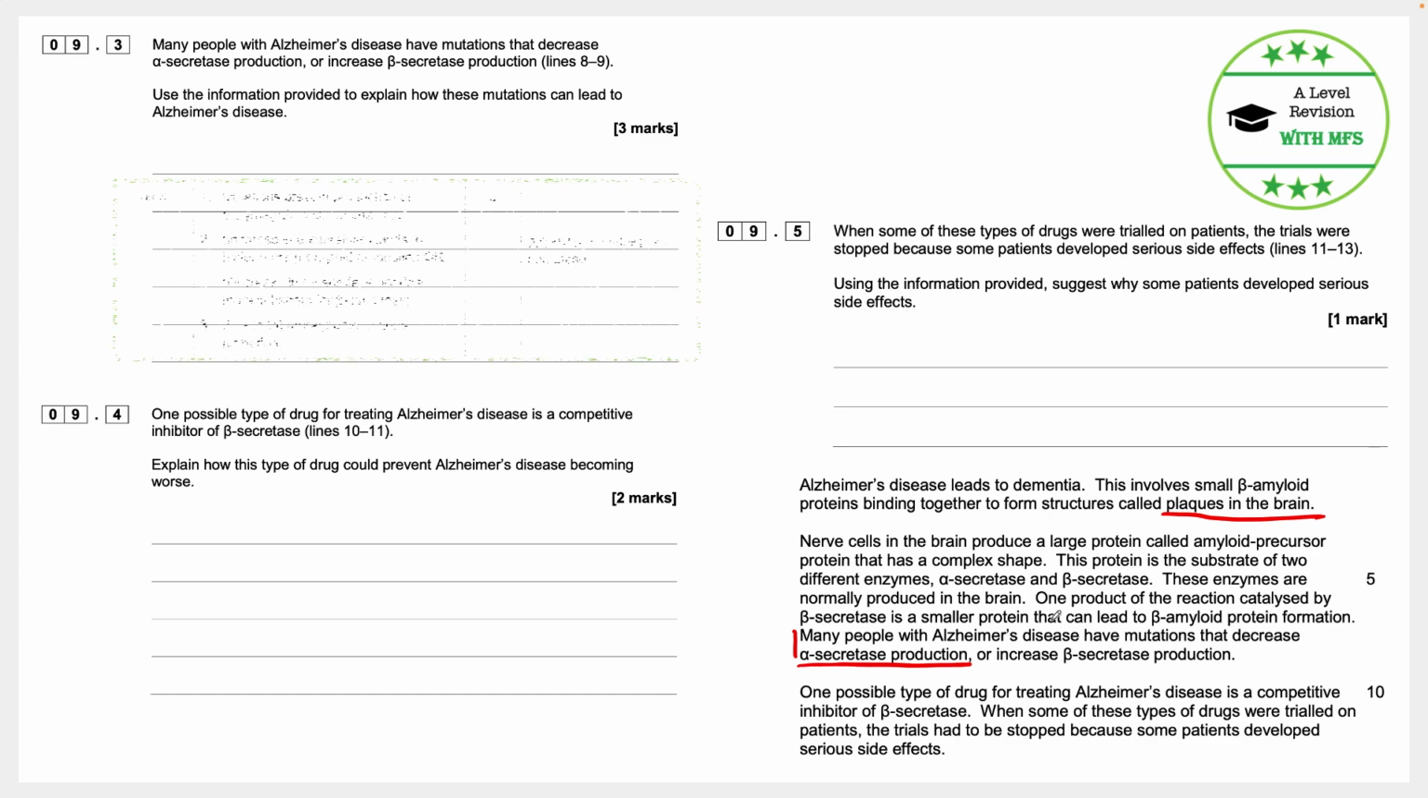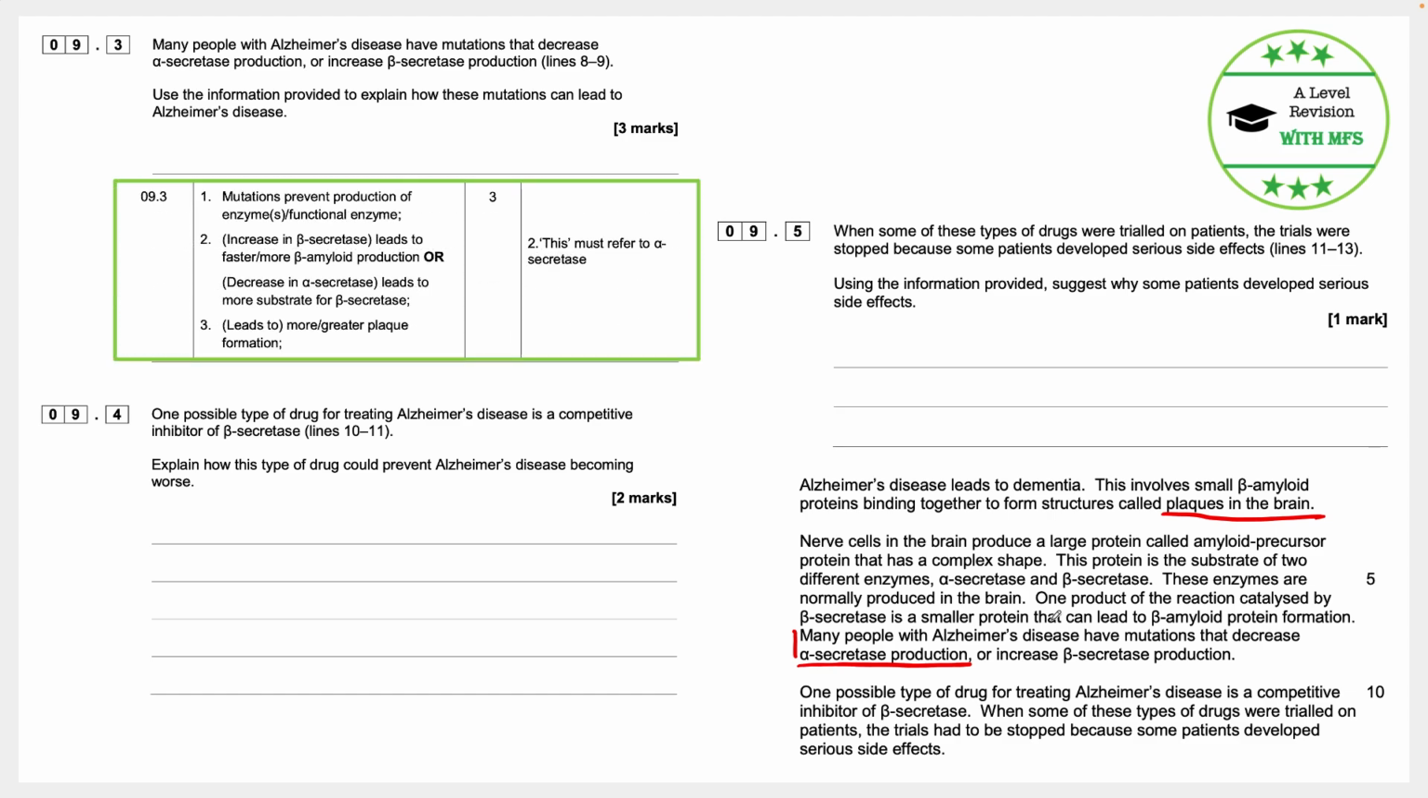Okay, so if I show you the mark scheme for this question, it says mutations prevent the production of the functional enzyme. If you increase the beta secretase enzymes, as it says over here, there's an increase in beta secretase production, that's going to lead to more beta amyloid production. And if there's more beta amyloid production, that's going to lead to greater plaque formation. And that's what leads to Alzheimer's disease, which then leads on to dementia.